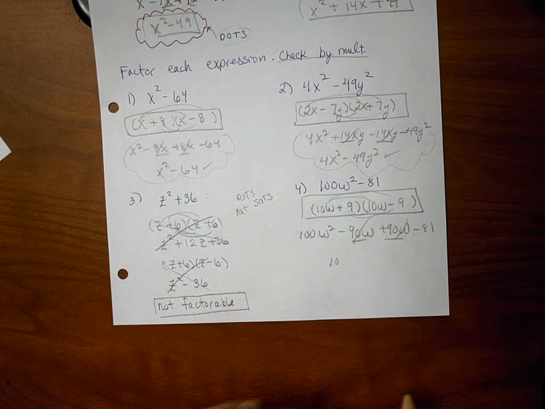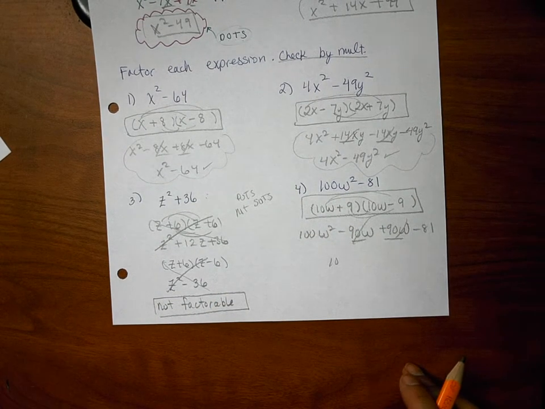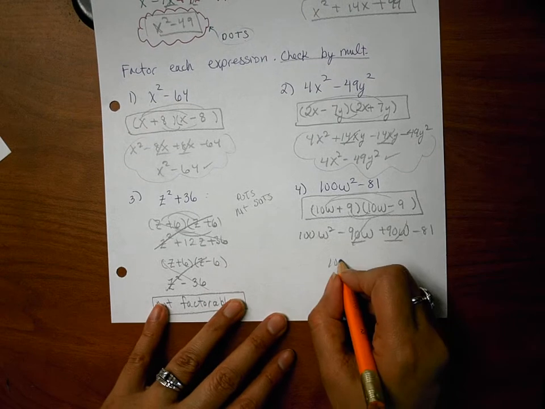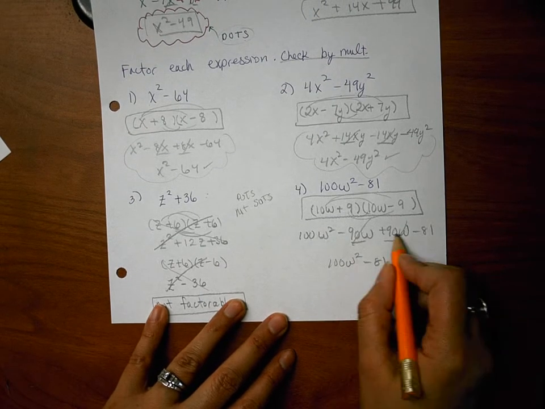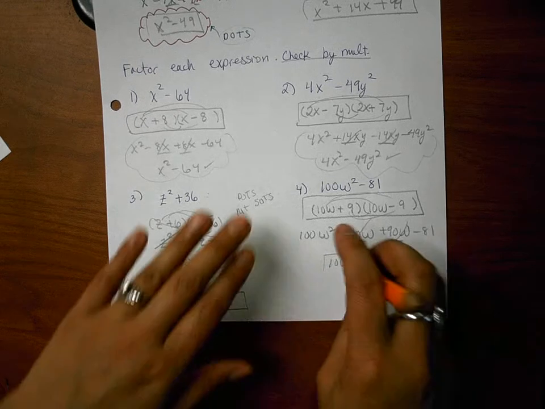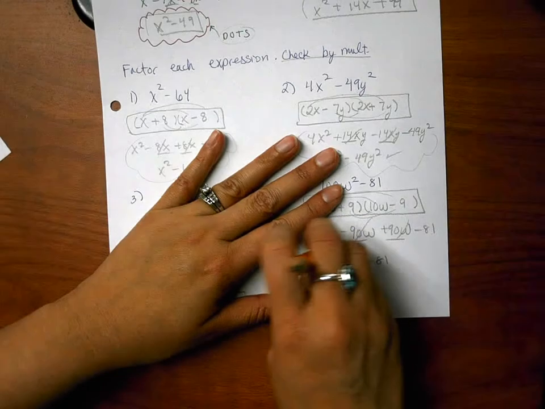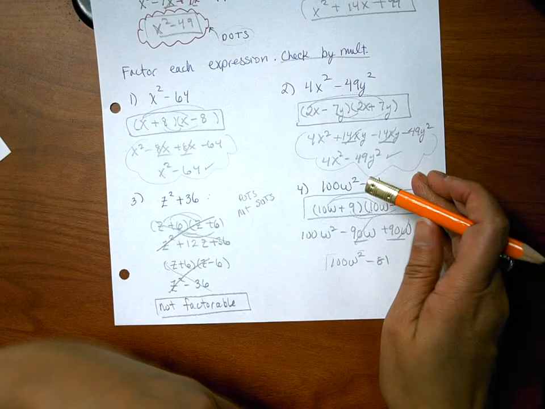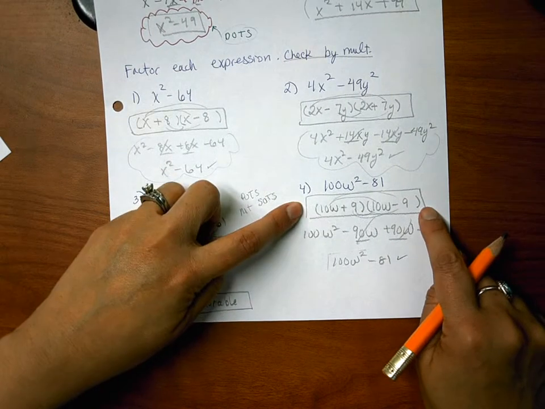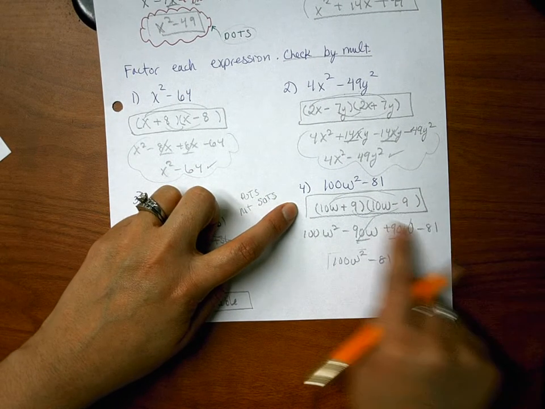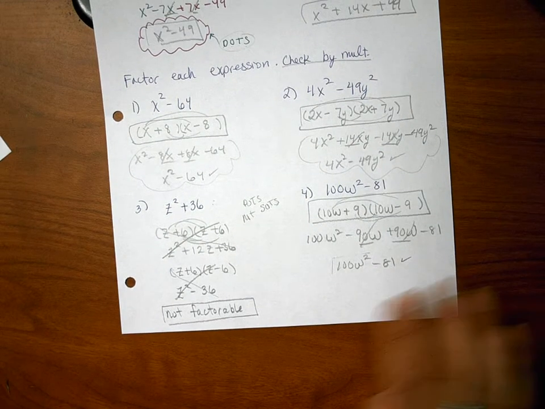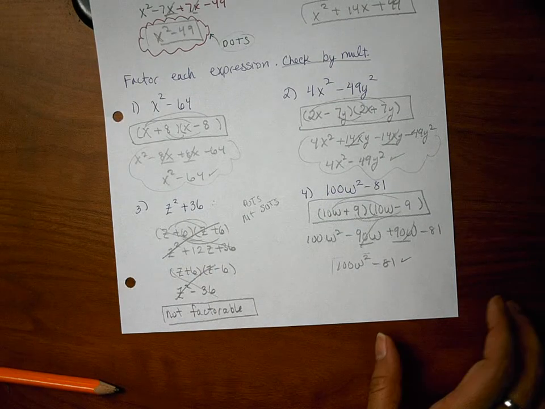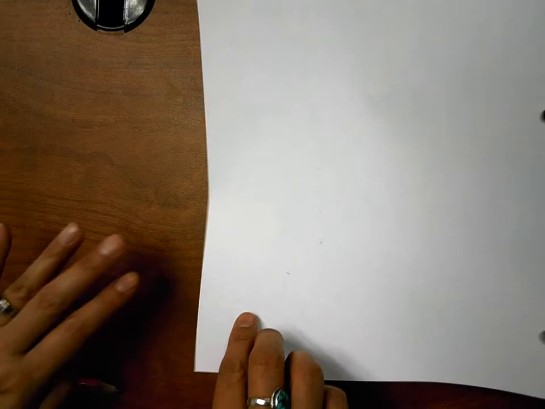And I don't know if I said 10 or 100. I hope I said 100 and accidentally wrote 10. But 10w times 10w is 100w squared. Sorry if I messed anybody up. Minus 81 because the middle terms canceled out. And I almost boxed that in. That is not the answer. That is just part of my check work. This up here is the answer. This showing your work is part of your answer, but that's what gets boxed in.